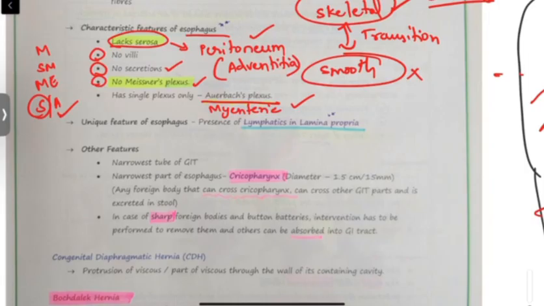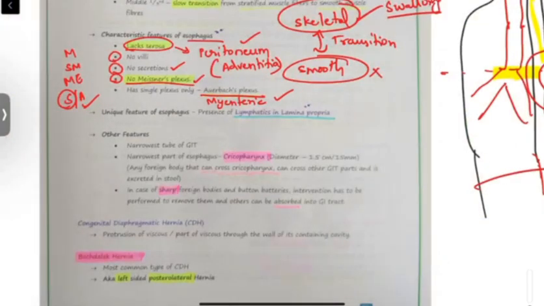There is no secretion of any digestive enzymes. There is no digestion happening in the esophagus. Hence, there are no secretions, and there is no Meissner's plexus. Clear? So these are the characteristic features of the esophagus.